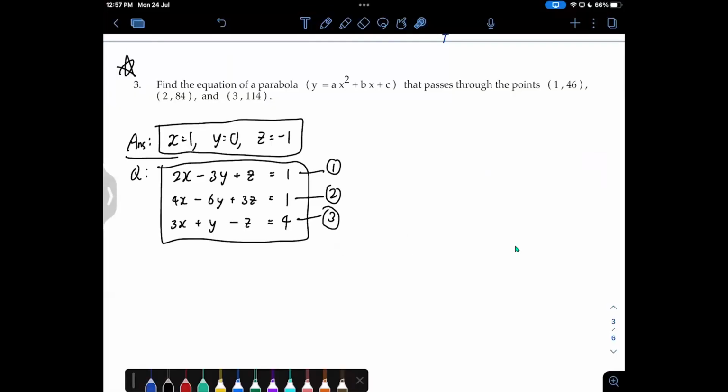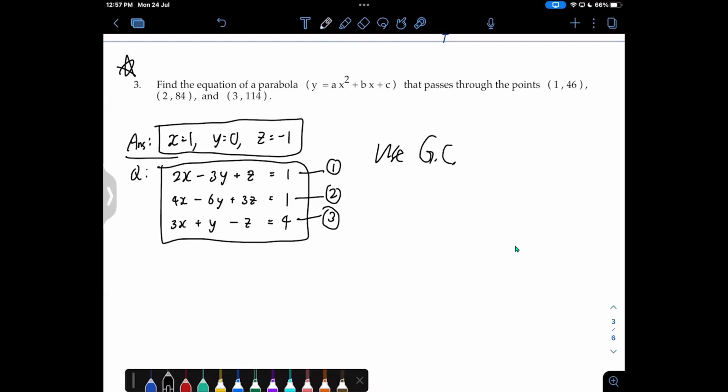Does Gaussian elimination sound familiar to you? No. No, okay, you probably don't need to know it. You only need to learn it in uni. I only learned it in uni. Then I won't teach you. Yeah, so use the GC to solve.